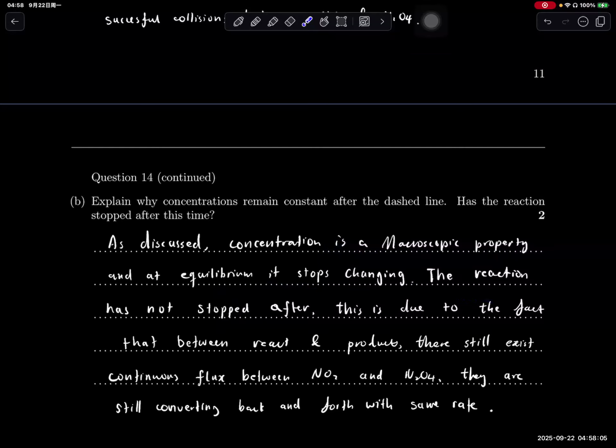So the reaction has not stopped, just to point that out, right? There is still reaction happening, just that for the same number of N2O4, the same number of NO2 is coming back. So they're not changing on a macroscopic scale. This is due to the fact that between reactant and products there still exists a continuous flux between NO2 and N2O4. They are still converting back and forth with the same rate. Okay.